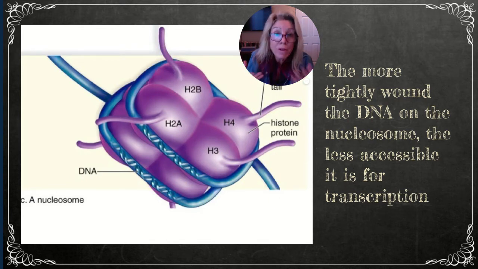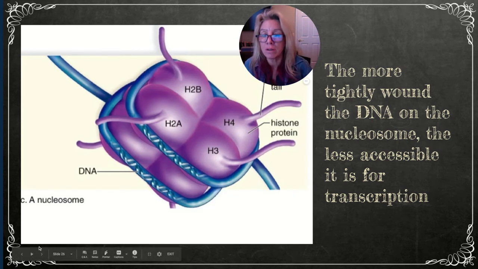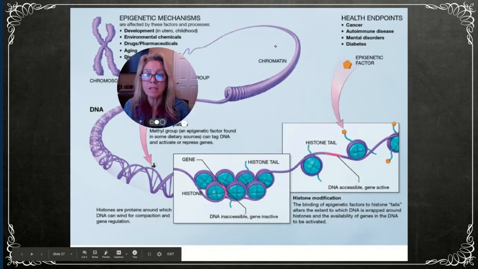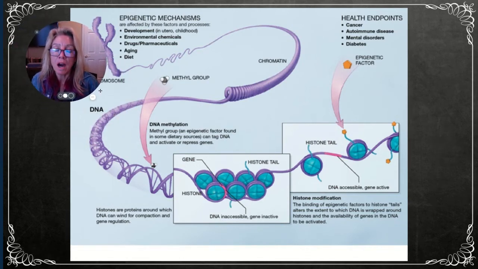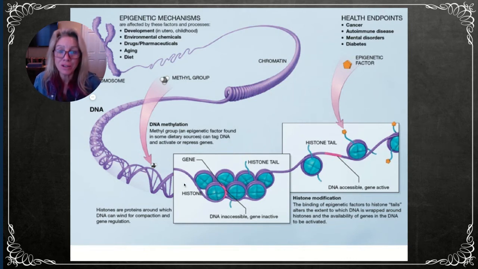So what controls whether or not it is wound on those nucleosomes? Well, that comes down to a couple of different things. One is DNA methylation. When it's methylated, it tends to be very tightly coiled when you have a methyl group on it. Here's one right here, and I'll show you this in a little bit too. And then an acetyl group is a histone modification on this tail right here. And if you have that on the tail, it tends to unwind and make it available. So it's whether it's methylated or not, or whether you have an acetyl group on it or not.